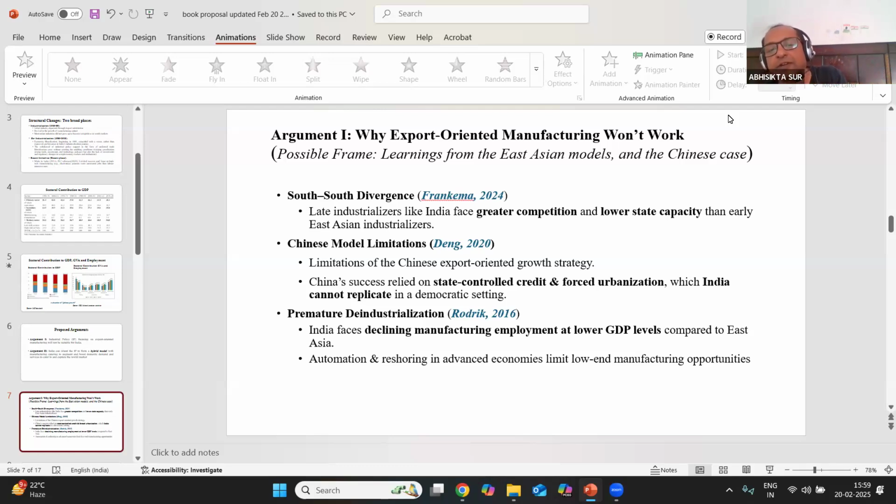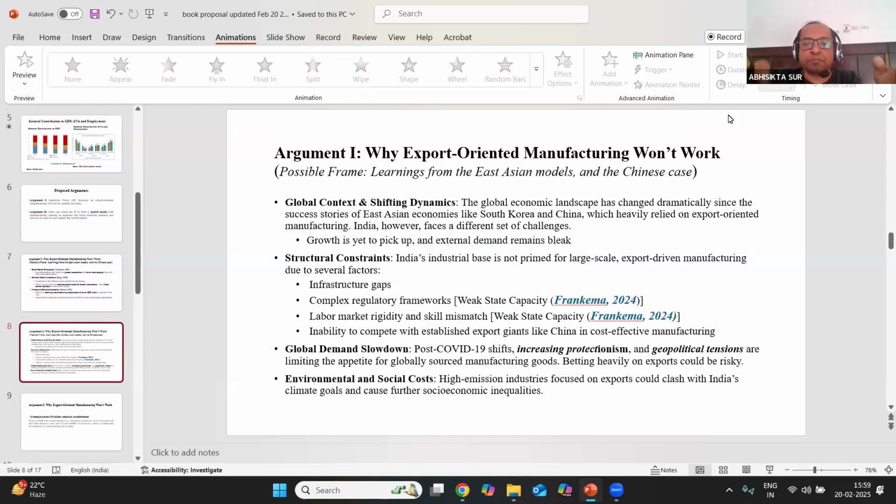And we also substantiate our argument with Rodrik's 2016 paper on premature deindustrialization, which says that many emerging market economies, including India, are facing declining manufacturing employment and lower GDP levels compared to what happened in East Asia. Automation and reshoring, that is, the new technology in advanced economies, limit these low-end manufacturing opportunities, particularly for export orientation.